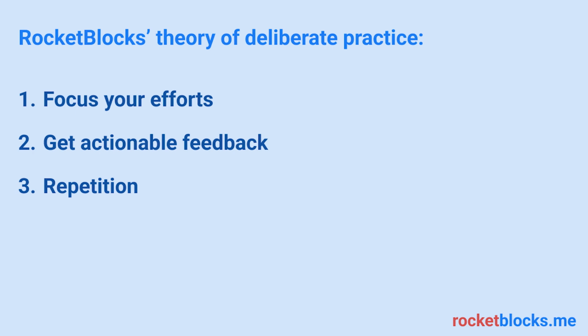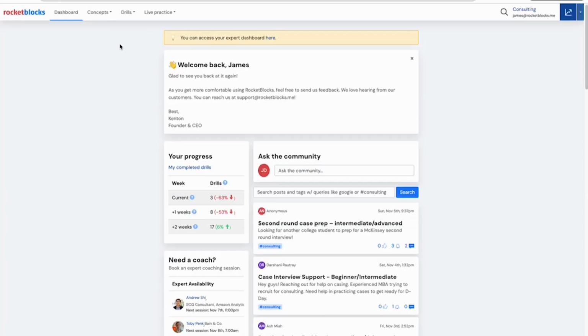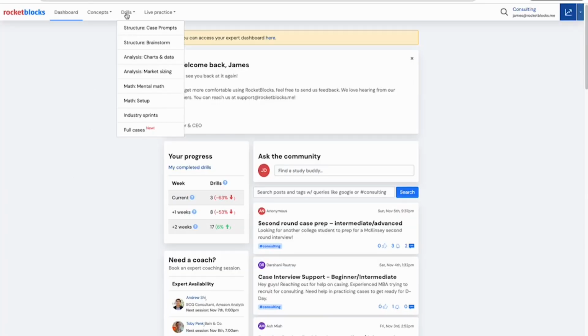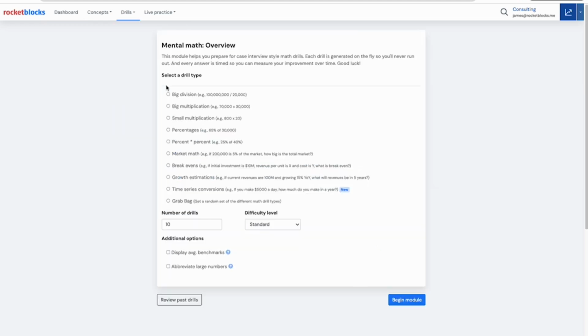To show you what this looks like, I'm going to dive in and show you a few practice sessions of case math, which is just one of the skills top companies are looking for that you can practice on RocketBlocks. So to start, I'm going to choose what skill I want to improve on today. For today, I'm going to focus on some mental math. And just as an introductory sort of skill, I think I'm going to focus on big multiplication, so multiplying a couple of big numbers together. I'm going to do 10 drills at a standard difficulty, and when I'm done, I'm going to show my average benchmark so I can see how I did and think about how to improve. So let's get into it.